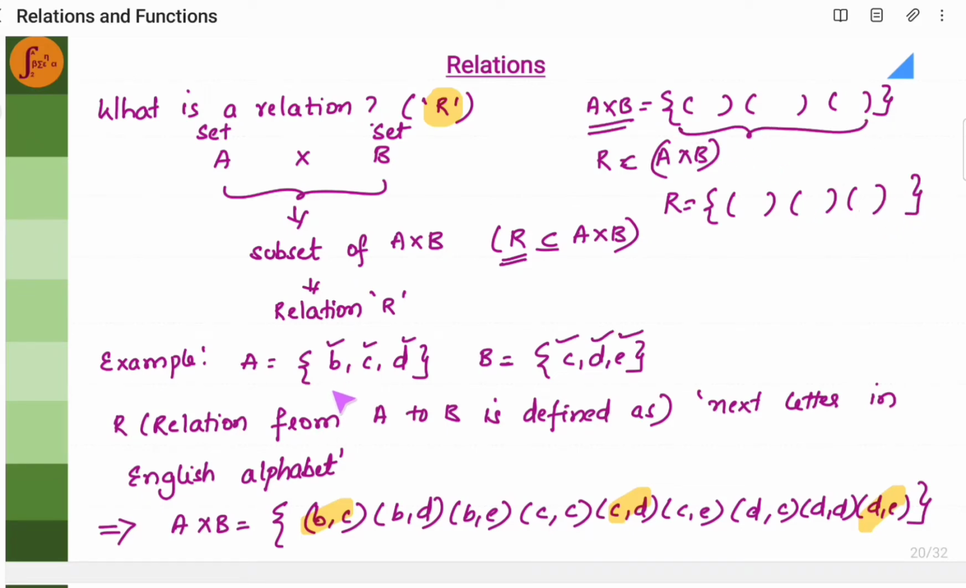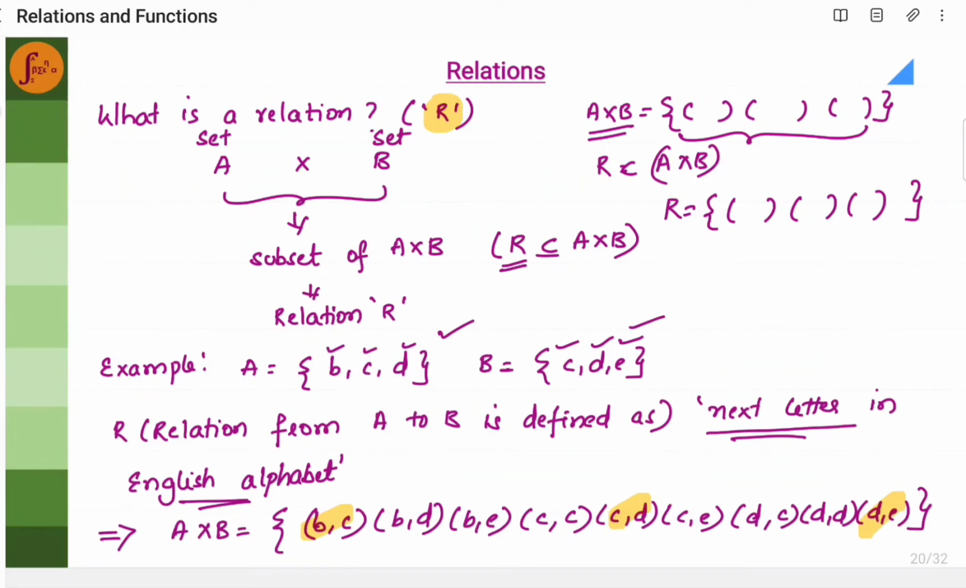So if you take these two sets, say set A as B, C, D and set B as C, D, E, now you can form a relation R between these two sets A and B. So elements in this set are related to the elements in this particular set. Now that relationship can be anything. Here the relationship is given as next letter in English alphabet.